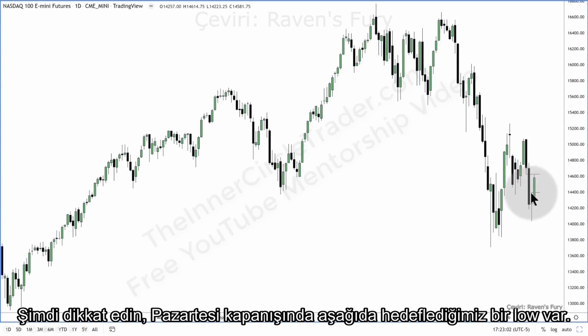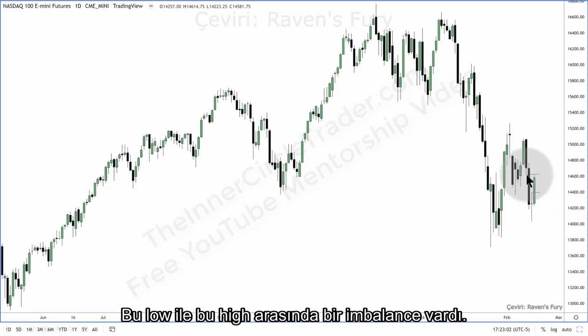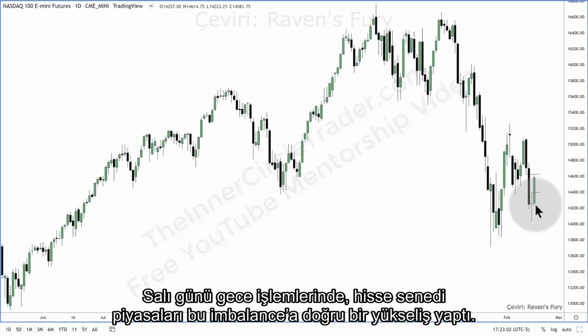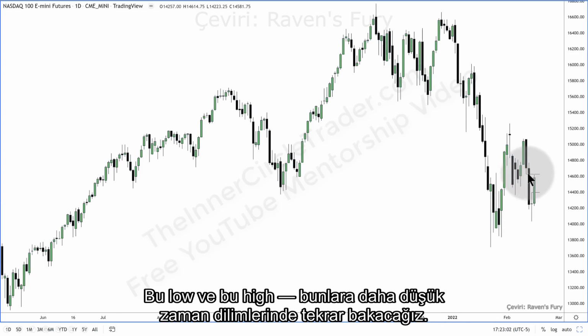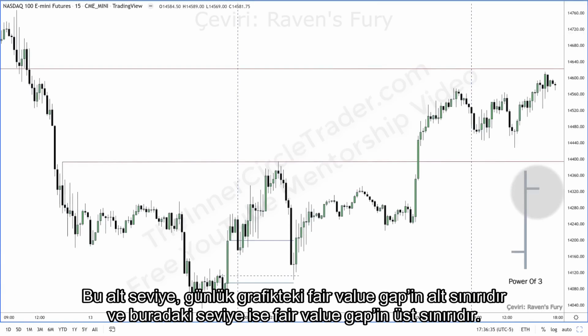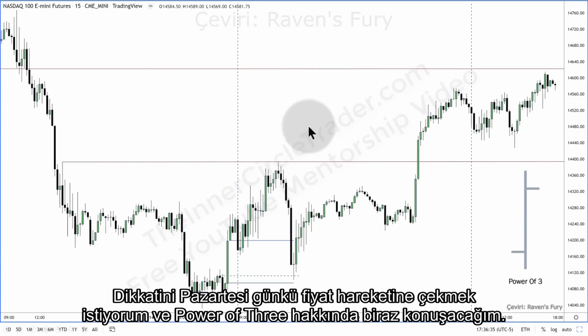Now notice at the close of Monday's trading, we had an imbalance from this low and this high. On Tuesday's trading overnight, the equities markets had a run up into this imbalance here. So this fair value gap was retraded to in here. This low and this high, we'll look at that in reference to the lower time frames. This lower level is the low end of the fair value gap on a daily chart. And this level up here is the upper end of the fair value gap. I'm taking your attention to Monday's trading.